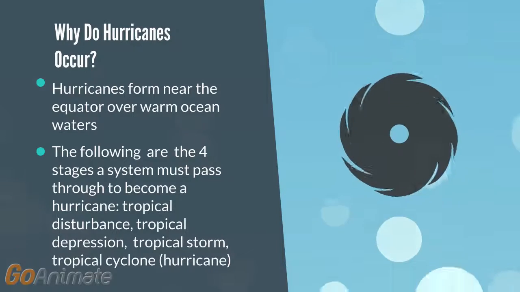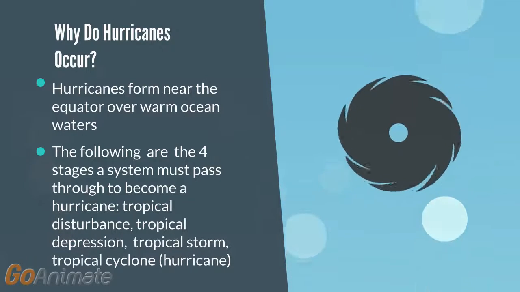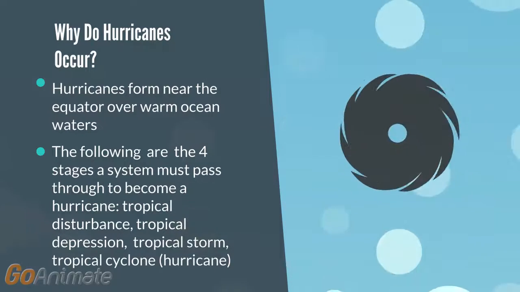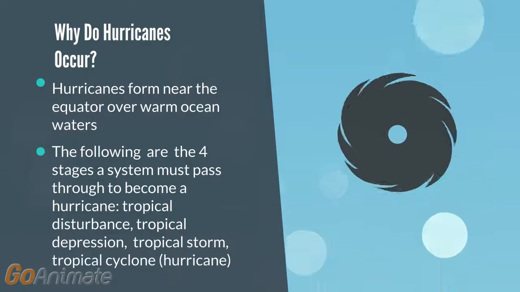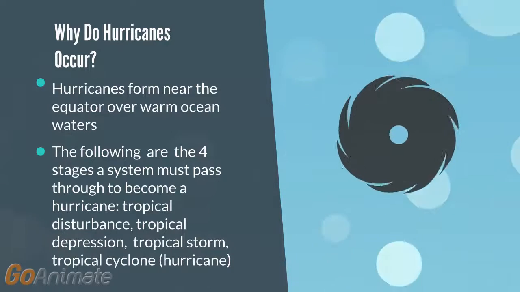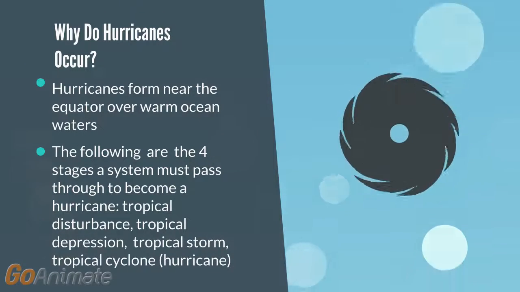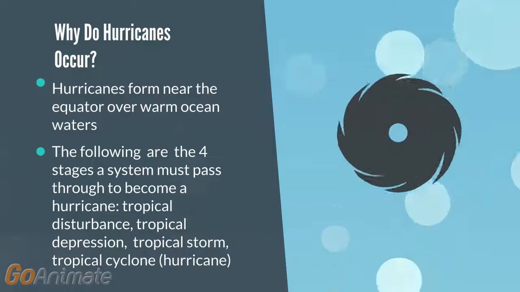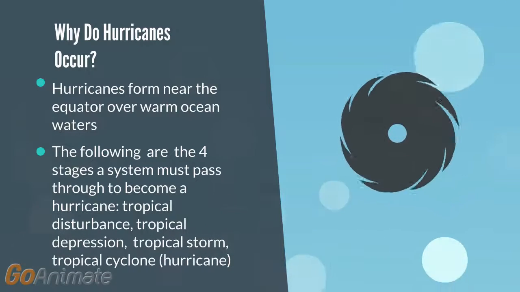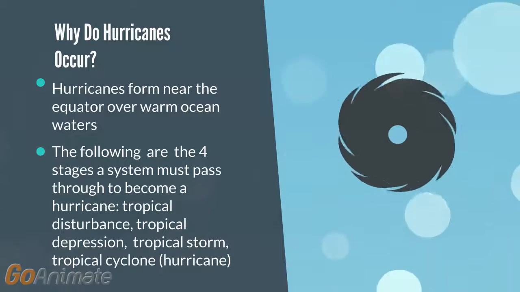Why do hurricanes occur? Hurricanes form near the equator over warm ocean waters. The following are the 4 stages a system must pass through to become a hurricane: tropical disturbance, tropical depression, tropical storm, and tropical cyclone, also known as hurricane.